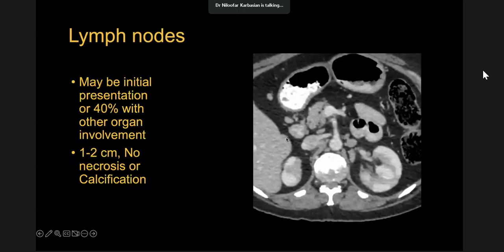As I mentioned, they can involve the lymph nodes. They can present with lymphadenopathy. Again, if it happens as isolated lymphadenopathy, this is a laundry list of differentials, but in multi-organ involvement, you should know that lymphadenopathy can also be a part of this. You see in this patient, in the left kidney, those classic wedge-shaped areas. So this patient very likely has multi-organ involvement.